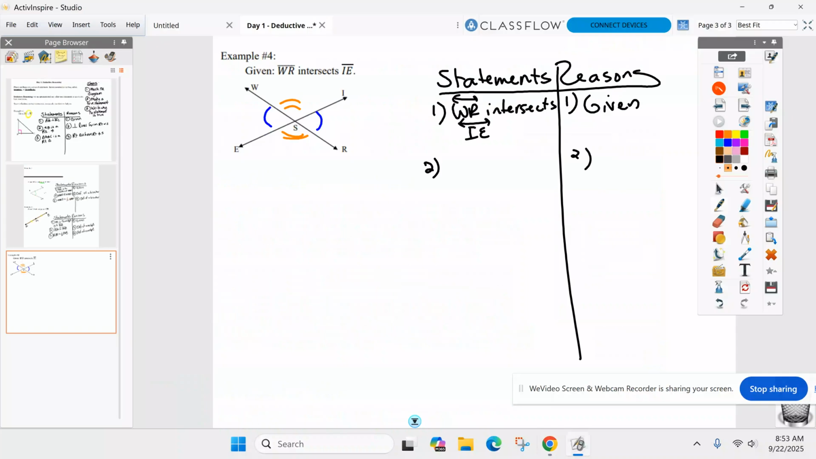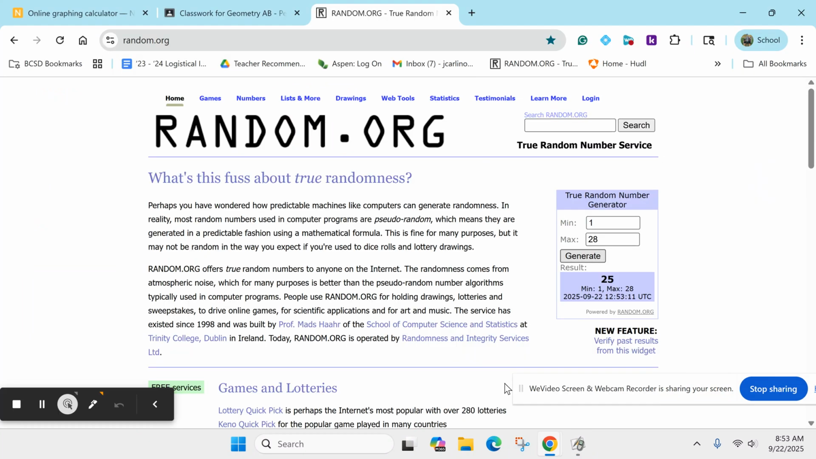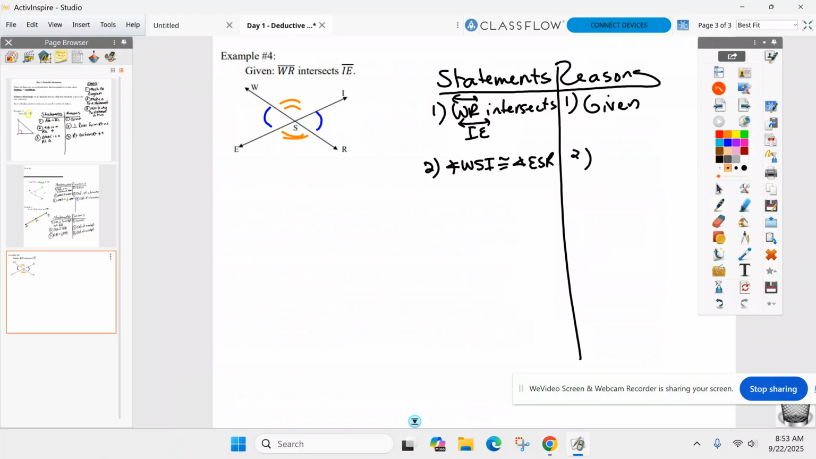Noah, first pair that are congruent, angle WSI congruent to angle ESR. Good. And then in the same step, same statement number 2, we can write the other pair because they're going to be congruent for the same reason. So name the other pair that were congruent. Cadence, back to you. Angle WSE is congruent to angle ISR. Good job.